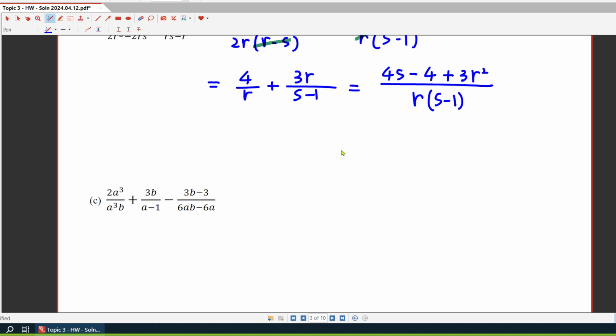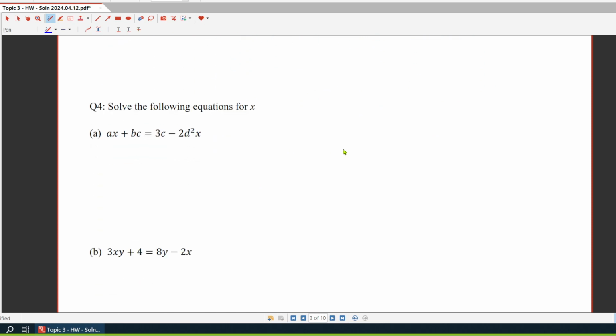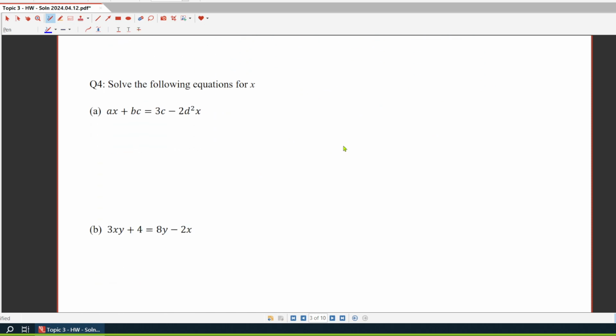Okay, and next let's have a look at question number 4. Solve the following equations for x. Okay, if you need to solve for x, we treat any other letters as constants, right? So we can combine all the terms with x together. So that's a plus 2d squared x equals 3c minus bc, right? Then you need to do some casework. You can't just divide both sides using this number here because it could be 0, right?